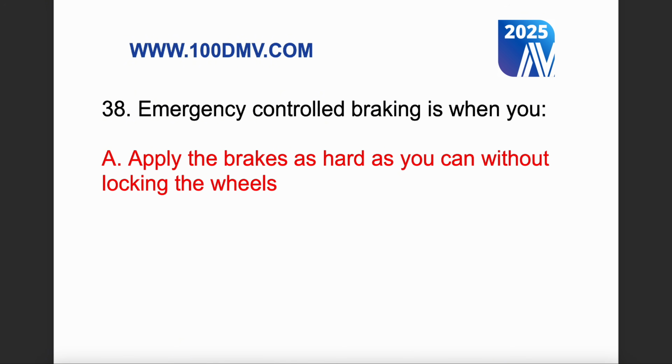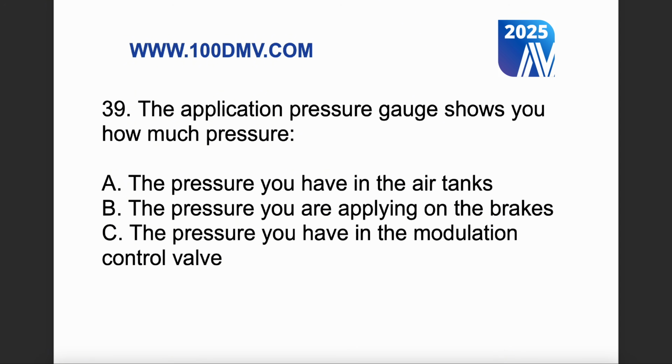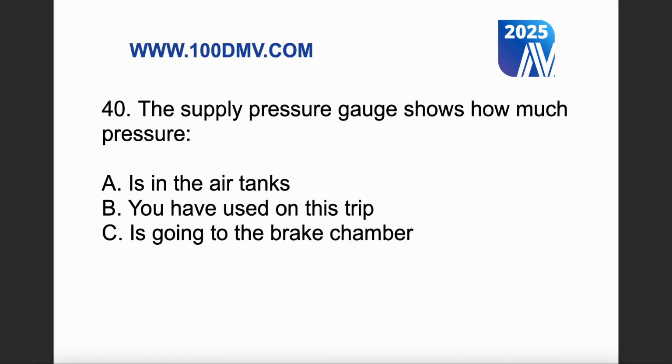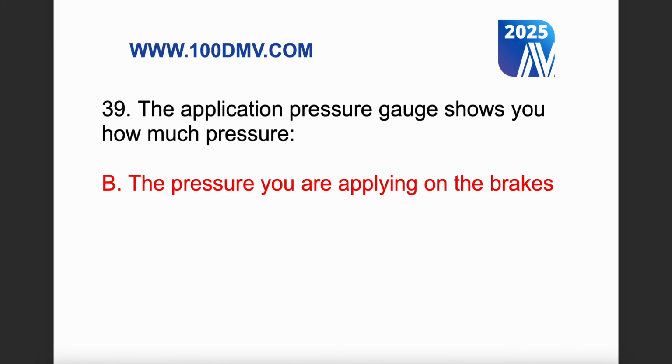39. The application pressure gauge shows you how much pressure: A. The pressure you have in the air tanks. B. The pressure you are applying on the brakes. C. The pressure you have in the modulation control valve. Correct answer? B. The pressure you are applying on the brakes.